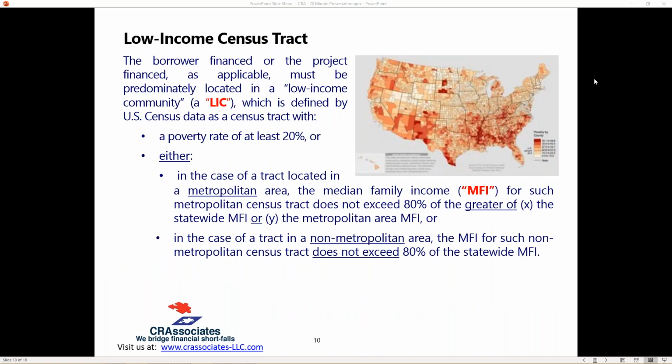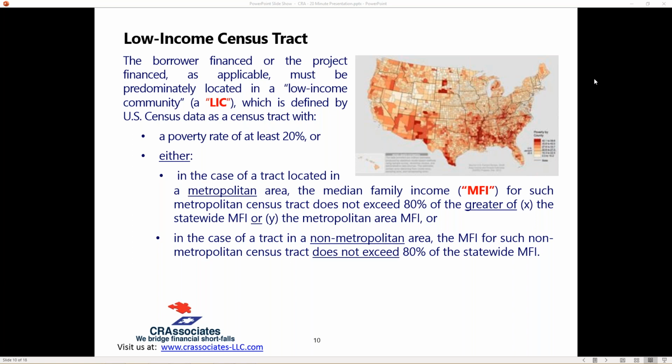One of the legal requirements is that the borrower or the project finance must be predominantly located in a low-income community on the date of the funding of the financing. We discuss all legal requirements in part 1 of our detailed webinar. We can confirm that any particular borrower or project address is located in a low-income community.